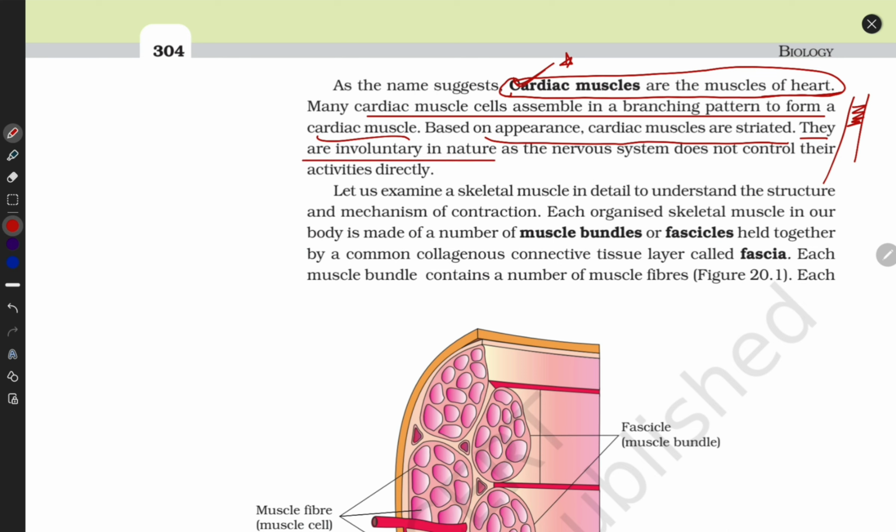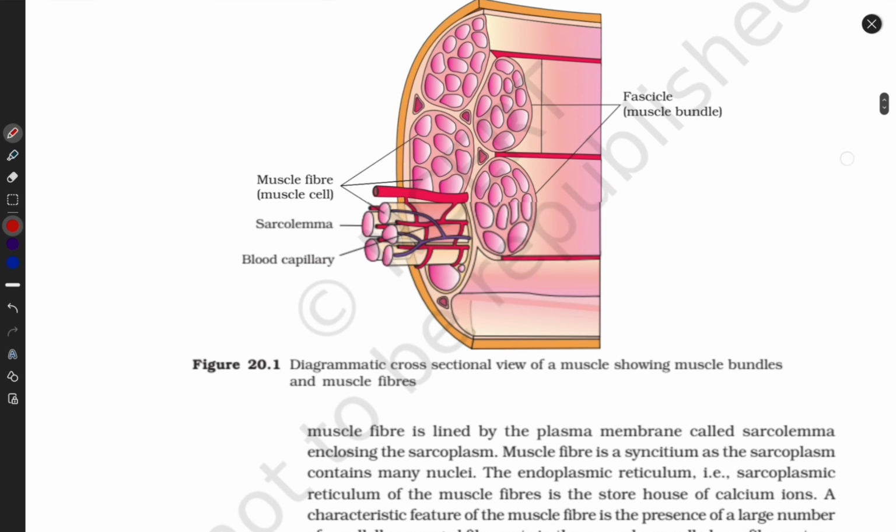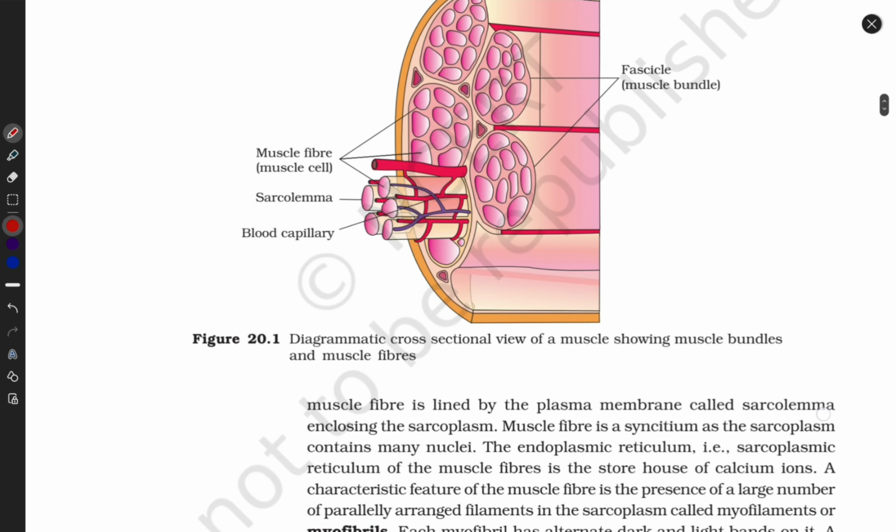Is cardiac pumping in your control? Is heart beating in your control? Is blood pressure in your control? No, you can't control it. Only the nervous system can control this. And this is the structure of muscles. We can read more about this in a further video.